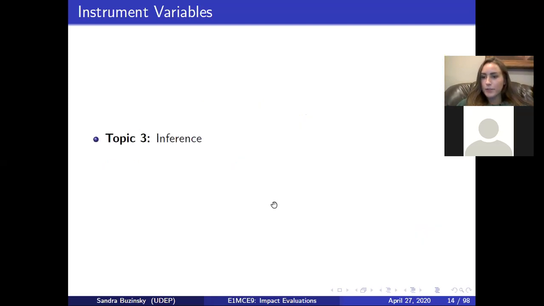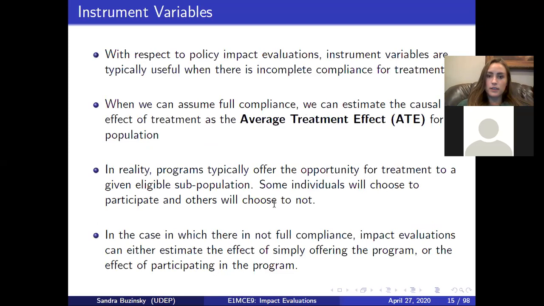Okay, so now we're going to talk about inference. Basically, just some examples with respect to policy impact evaluations. Instrument variables are very useful when there is incomplete compliance for treatment. Do you guys know what incomplete compliance is? That's a mouthful. Who can tell me incomplete compliance? Not really. Okay, I'll talk about it.